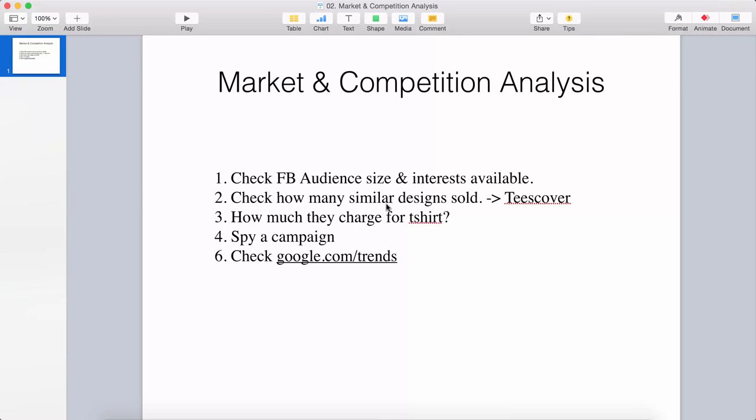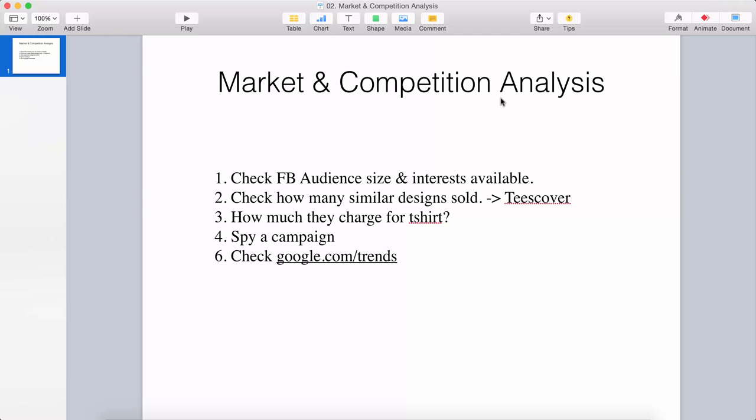Alright, hello everybody. After you have decided what niches to go after, or you already have a design in mind, we go to the next phase, which is market and competition analysis. Market analysis means that we want to make sure that there is enough audience for the niche we are going to target, because we don't want to waste time doing designs that nobody buys out there. What I mean by competition analysis is how is the competition out there?